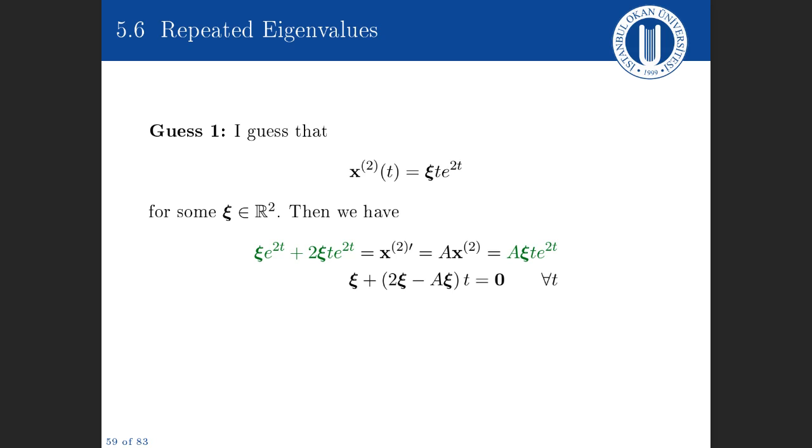And then rearrange it a little bit. That's the same as wanting xi plus 2 xi t minus A xi t to equal the 0 vector. And we want that to be true for all t. In particular, we want it to be true when time t is 0. But if t is 0, then all of this is 0, and we would just have xi is equal to 0. 0 is not an eigenvector. This guess did not work. Let's try again.